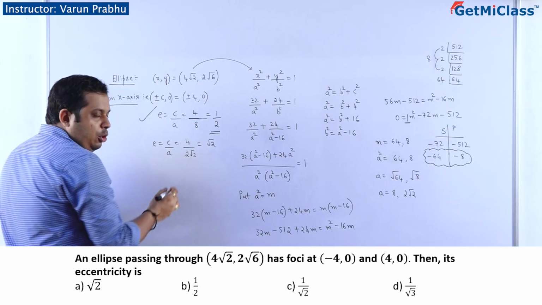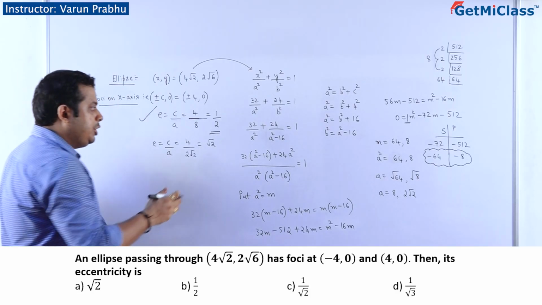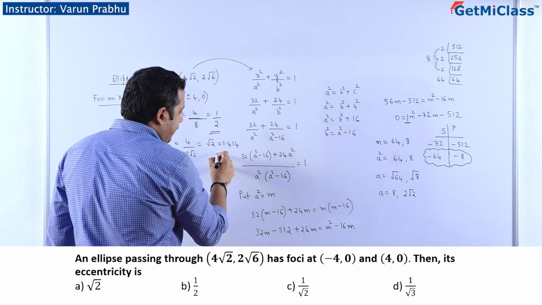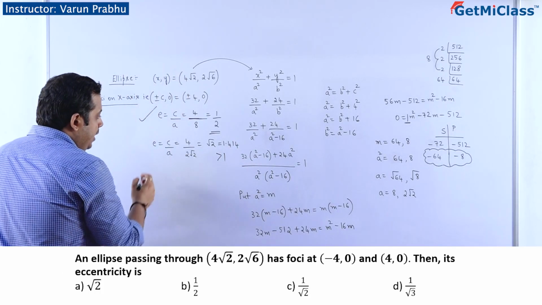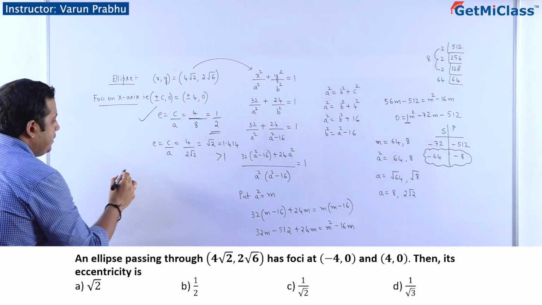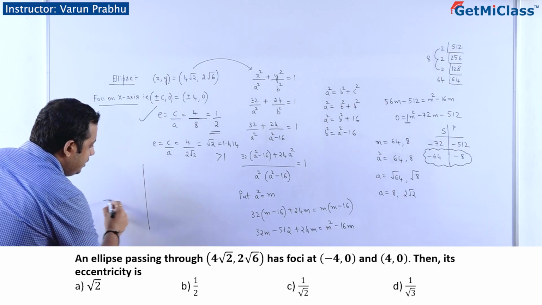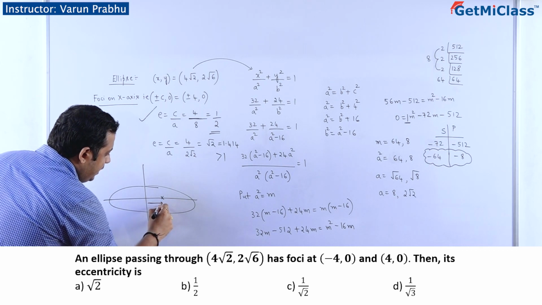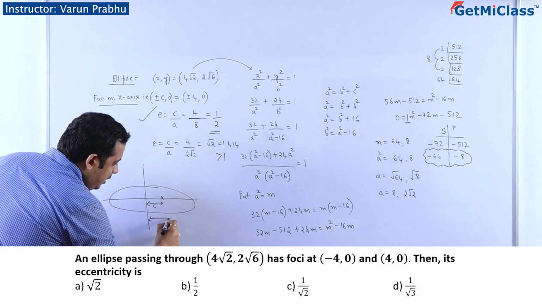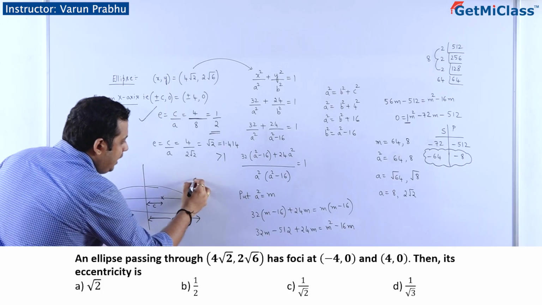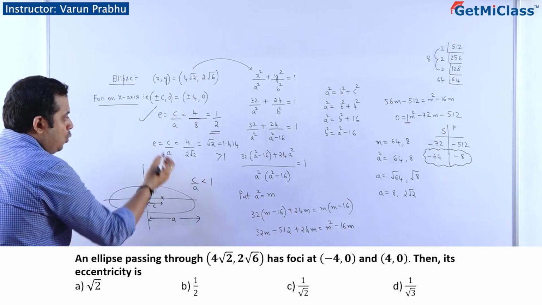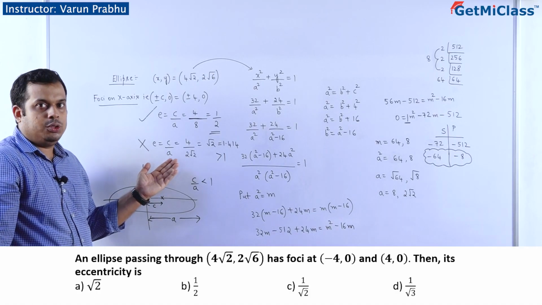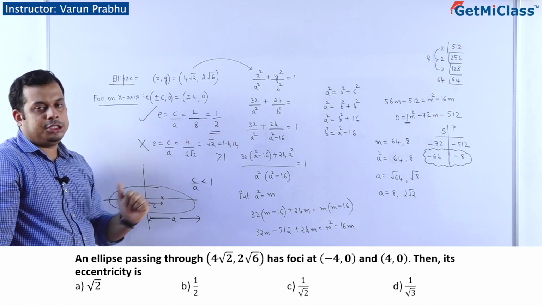Root 2 you see in the option, but this cannot become the answer to the question. Why? Because root 2 is 1.414, which is greater than 1. And we know the eccentricity of an ellipse, if you consider like this, this is the value of c, from here to here it is c, and from here to here it is a. So c by a is a value less than 1. So root 2 cannot become the answer to the question, even though it is there in the option. So the answer to the question is 1 by 2.